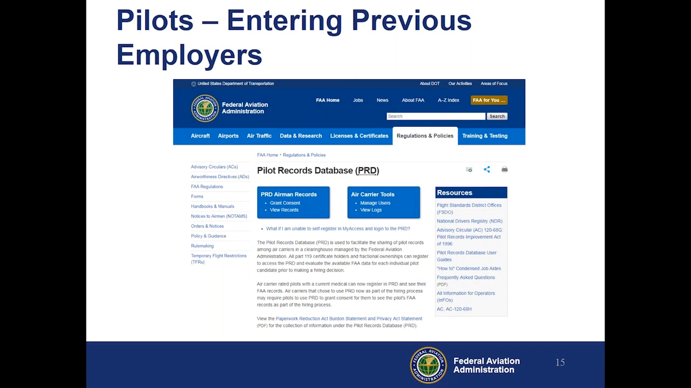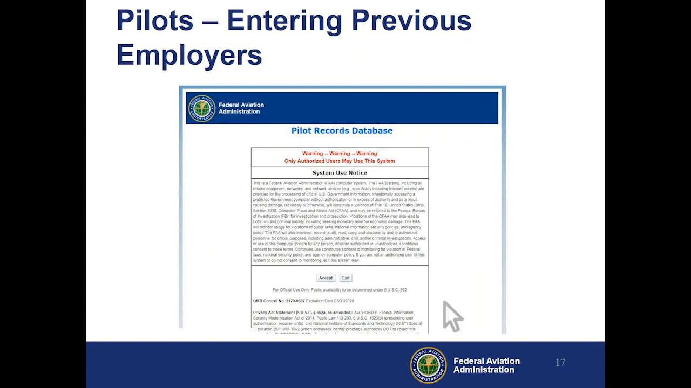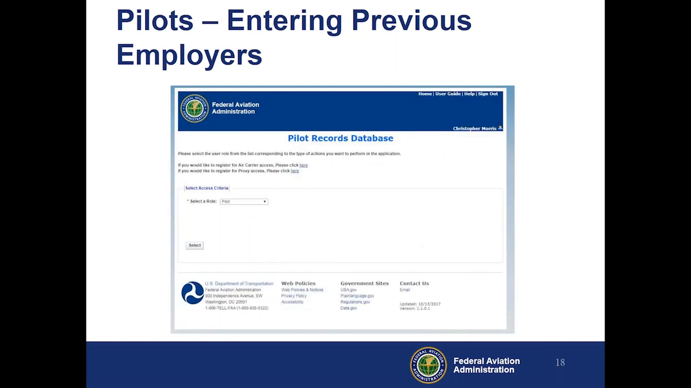So in this example, we've got our pilot hat on, and we're going to log in as an airman. I'm going to click on the left-hand button, PRD Airman Record, and then I get the My Access login screen. This is where I have to log in with My Access. If you don't have an account in My Access, you will have to register and, of course, complete the online identity verification. Once you've logged in, you have to accept the system use notice. Those are pretty typical for the agency.